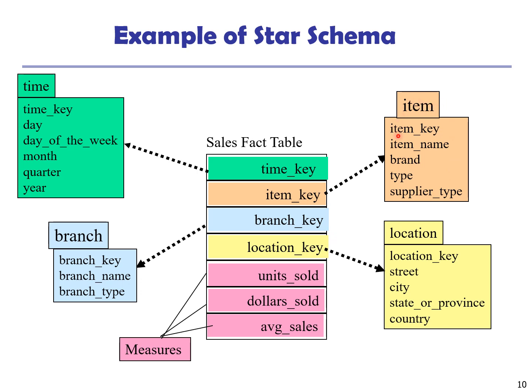Each dimension will have more information about the dimension. So for item, we have item key, item name, brand, type, supplier type. For time, time key, day, day of the week, month, quarter, year. For branch, branch key, name, branch type. And we have also location: location key, street, city, state or province, and country. These are the measures, as I said. The fact table will contain keys to dimension tables and some measures. Here are some of the selected measures based on the problem: the number of units sold, dollars sold, average sales. So these are numeric calculations.